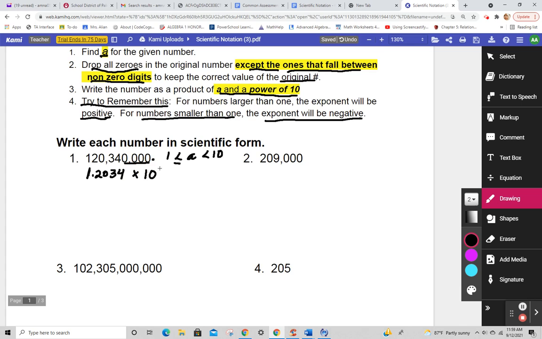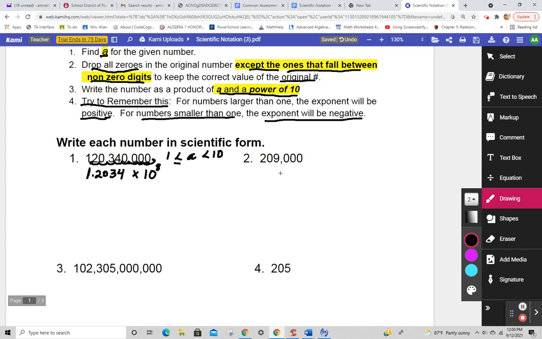Okay, now how do I know what the exponent should be? Well, we know originally the decimal point was here, but we just moved it and put it over here. How many times do we have to move to the right to get it back there? Let's see. 1, 2, 3, 4, 5, 6, 7, 8, and that's your exponent. Okay, so now we've taken this number in standard form and converted it to scientific form.